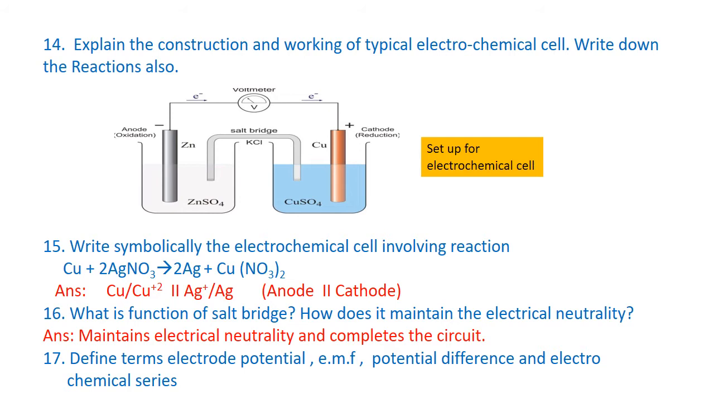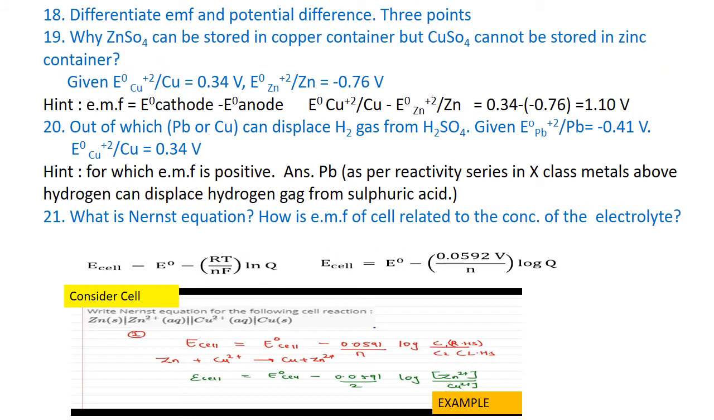17. Define the terms electrode potential, EMF, potential difference, and electrochemical series. So learn these definitions and practice by writing. Question number 18. Differentiate EMF and potential difference. इसमें आपको 3 points ध्यान रखने हैं. Number 1 is the definition of EMF and potential difference. Number 2, EMF is measured by a potentiometer. Potential difference is measured by a voltmeter. EMF when converted into work gives maximum work. Potential difference when converted into work gives less than maximum work. So learn these 3 points.